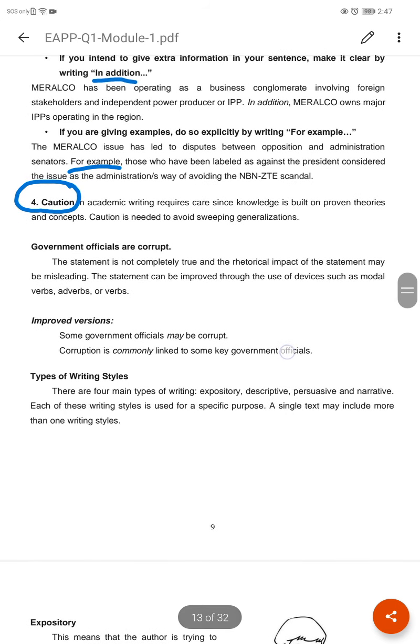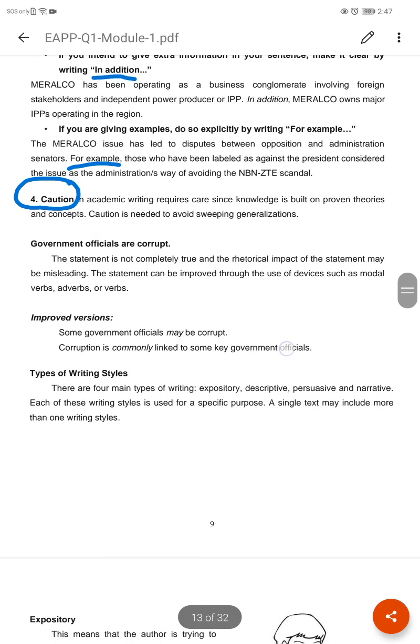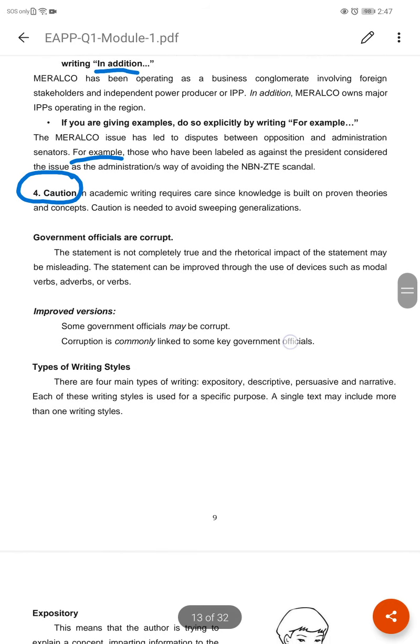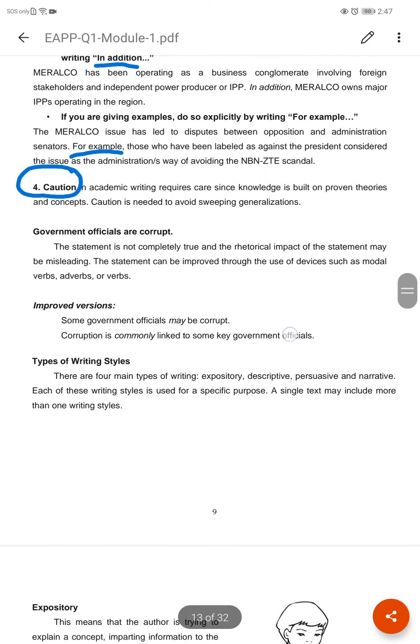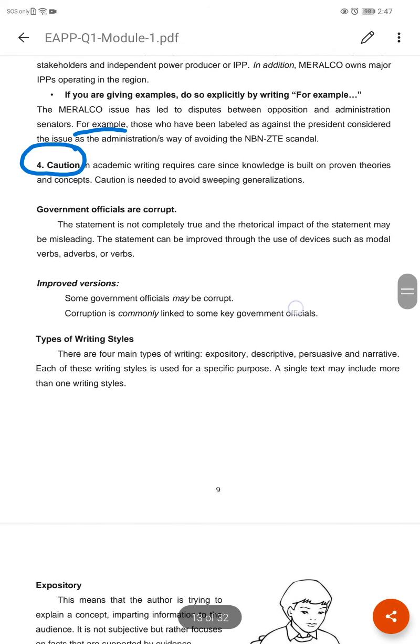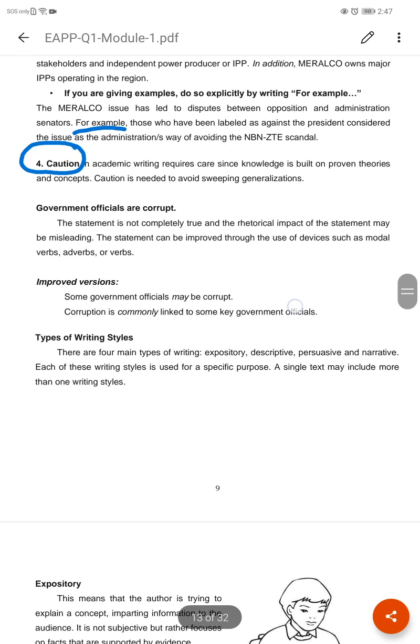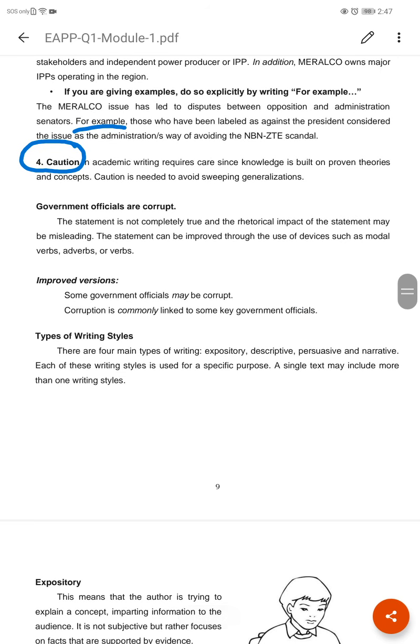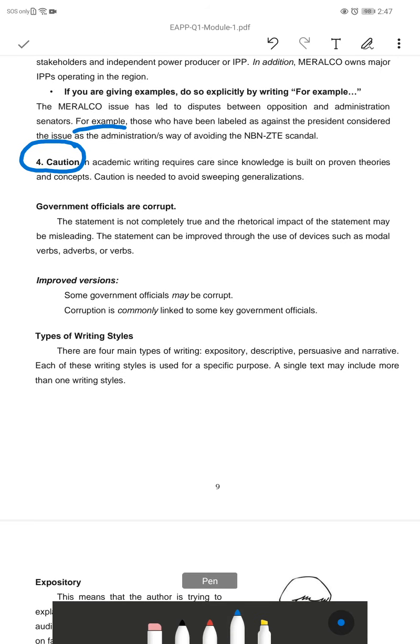Okay, so in academic writing, caution simply means the same. You should be careful in writing. So for you to make your academic writing effective, you should practice caution. You should be careful. So caution in academic writing requires care. Since knowledge is built on proven theories and concepts, caution is needed to avoid sweeping generalizations.